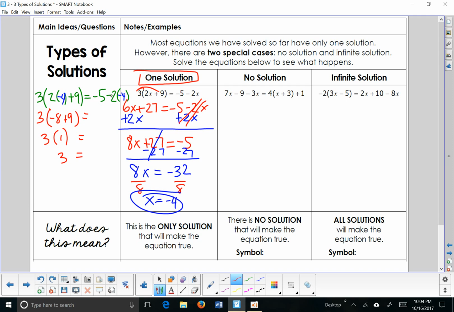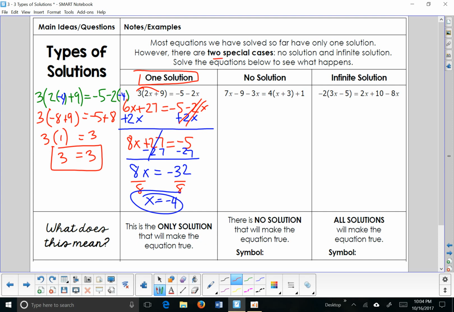Now let's see if it's actually equal to the right-hand side. So negative 5 stays, but negative 2 times negative 4 becomes a positive 8. This simplifies to positive 3. If I bring it down to the next line the same, then that is a check step.